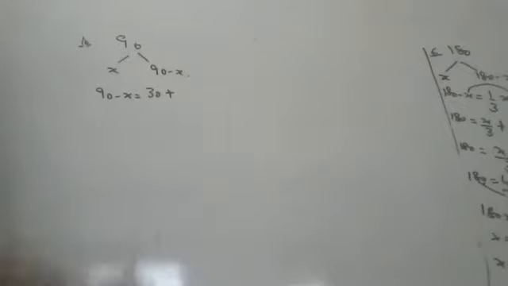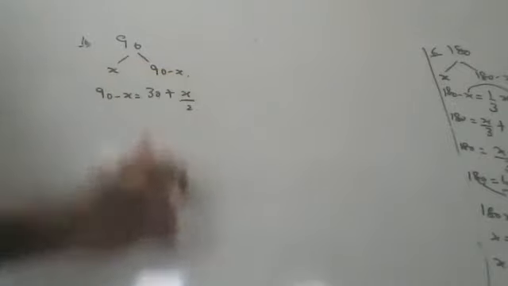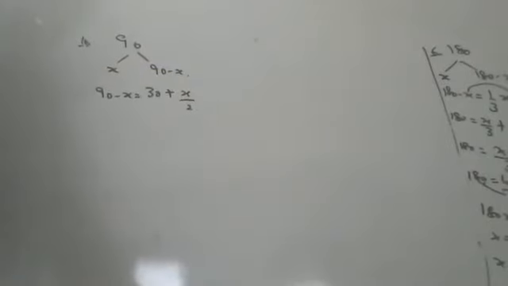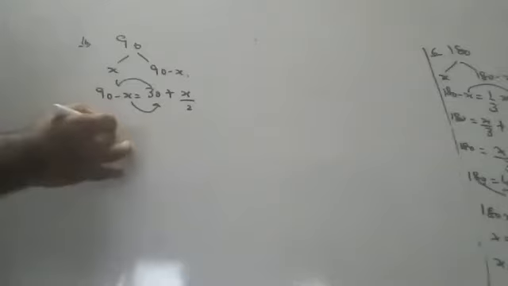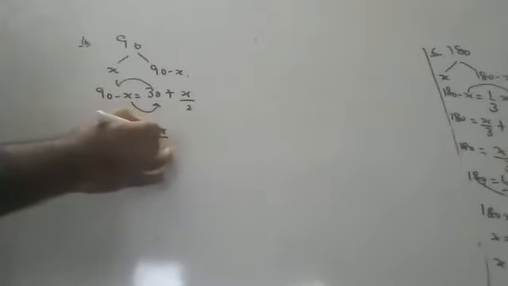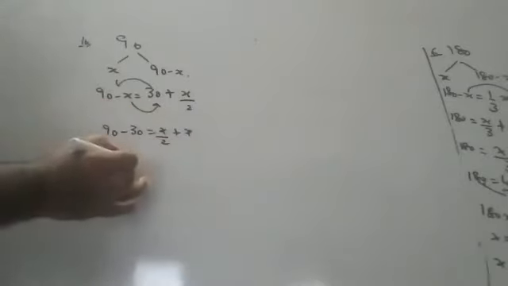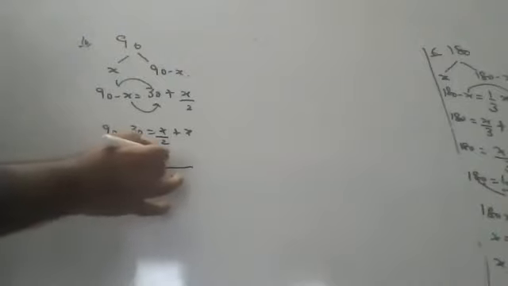Half of x, the other angle is 30 more than half of the other angle, children. Try to understand, children. 30 more than half of the other angle. So here 90 minus 30 is equal to x by 2 plus x. So 60 is equal to 3x by 2.